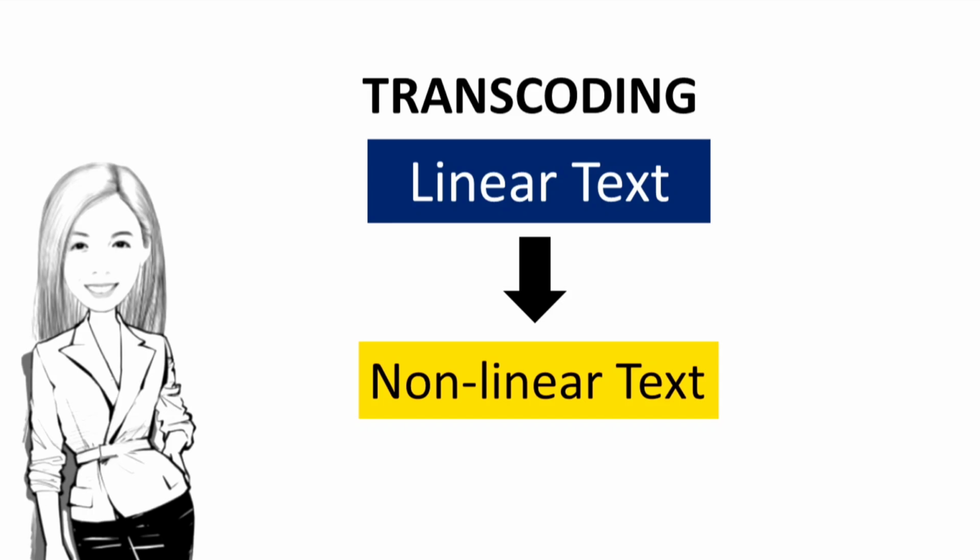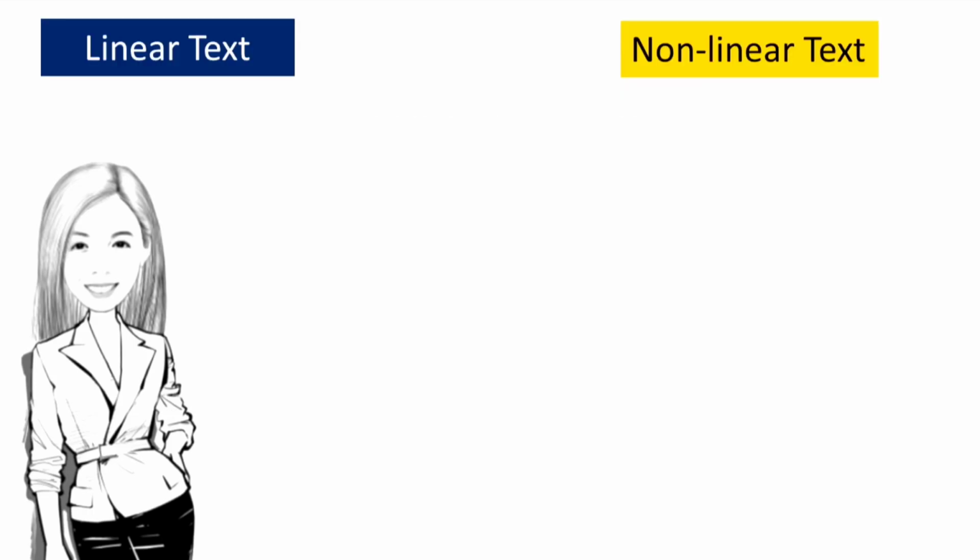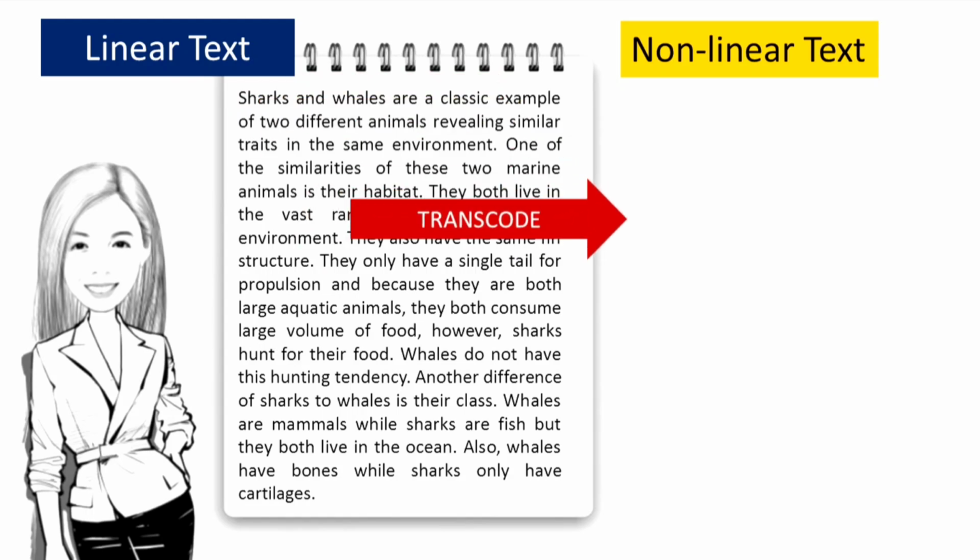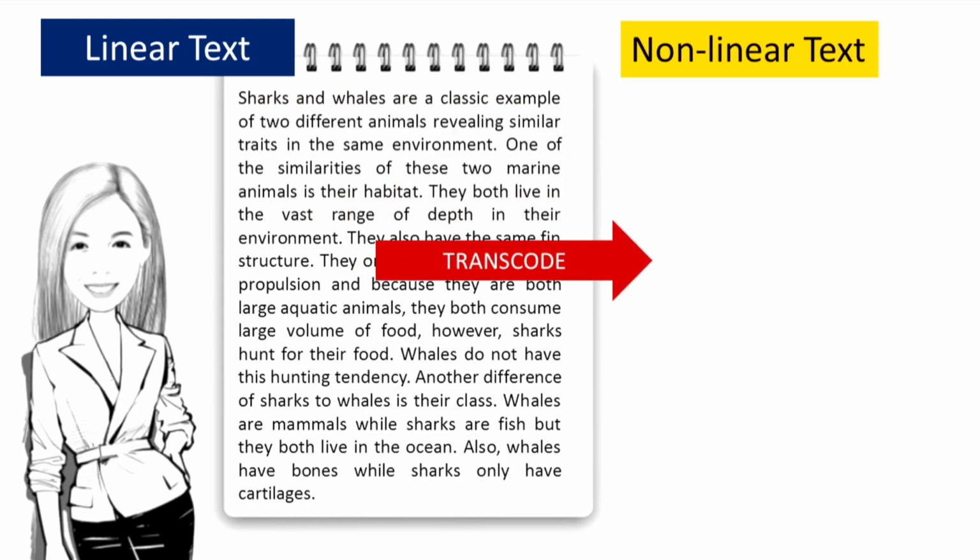Transcoding linear to nonlinear text and vice versa is a skill that one has to be familiar with, since it can be used in our everyday lives. There will be times when you would have to transcode a linear text to nonlinear text to make it easier for other people to understand it, and a nonlinear text to linear text to have a detailed description of a certain topic.